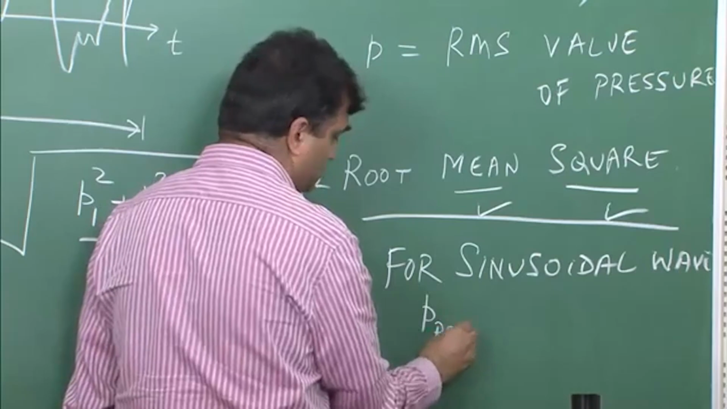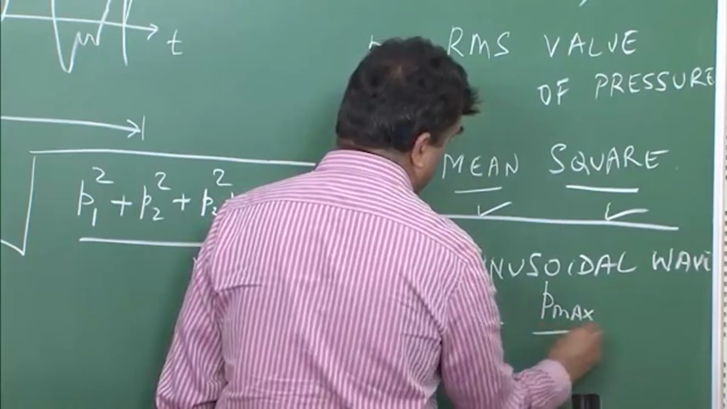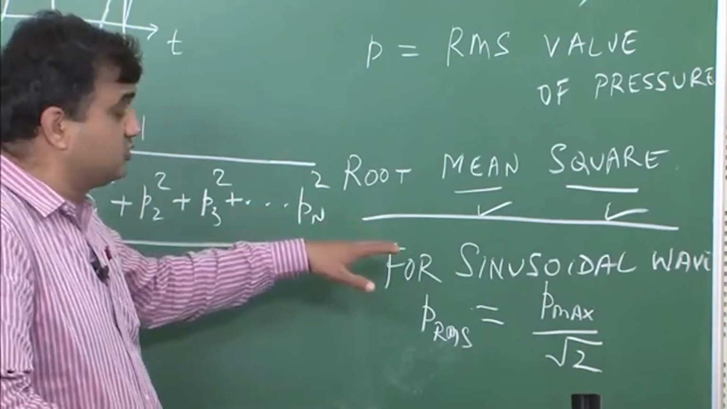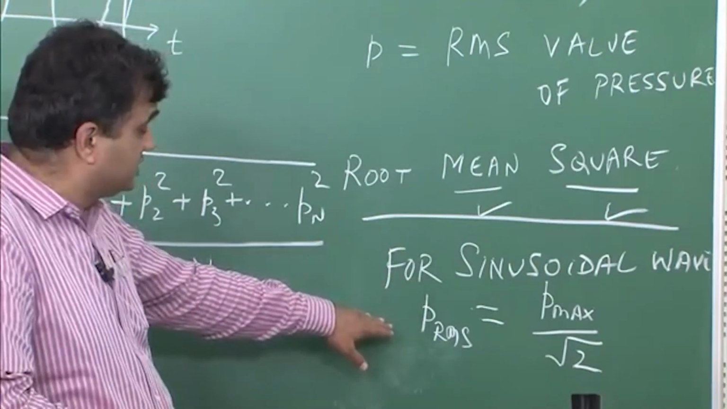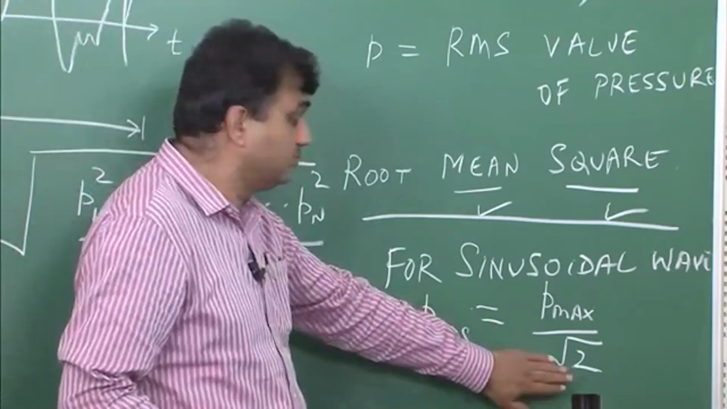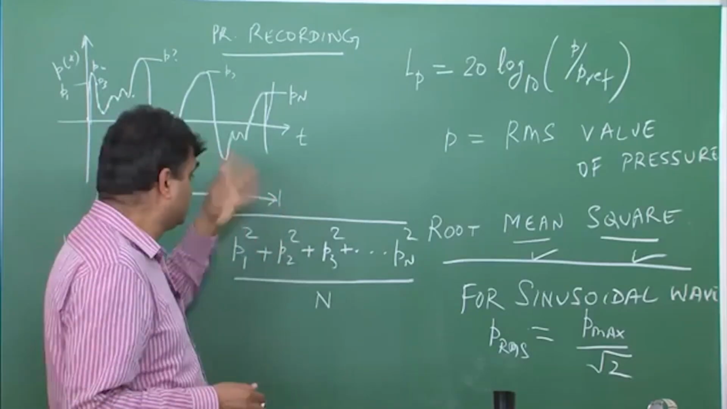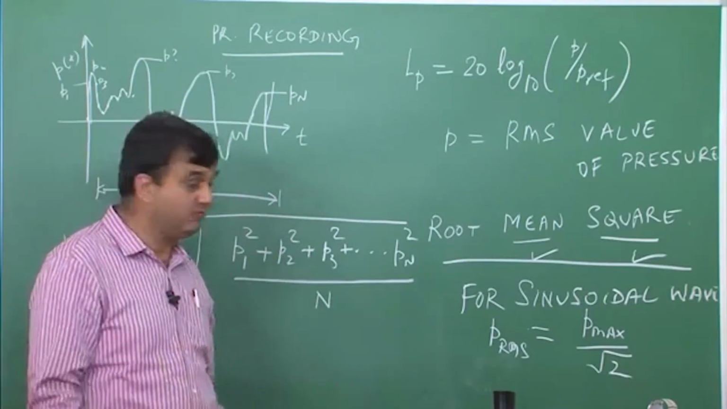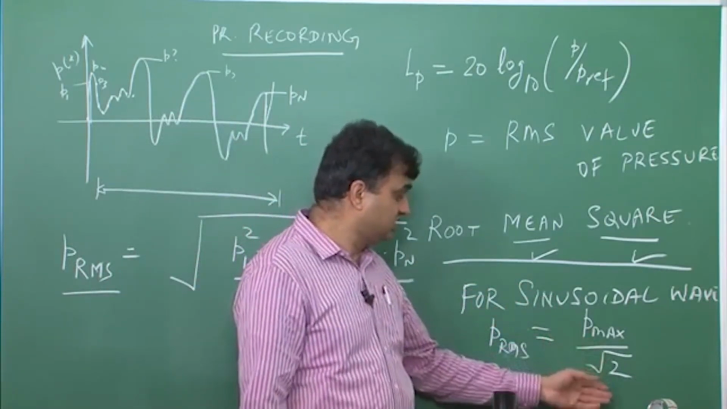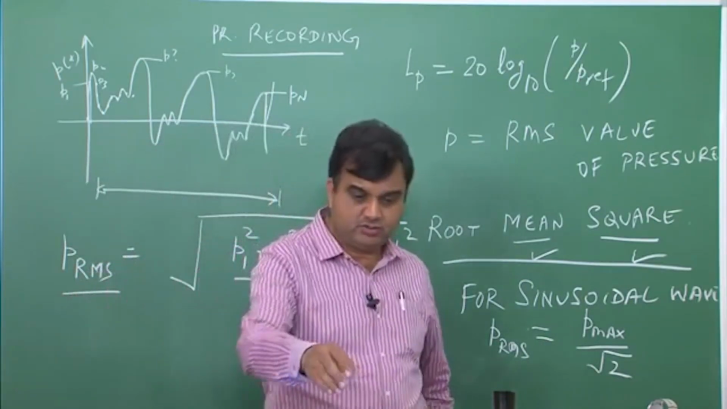For sinusoidal waves, P RMS is equal to P max over square root of 2. It's important to understand that only for a sinusoidal wave is the RMS value of pressure the maximum pressure divided by square root of 2. This factor changes based on the shape of the wave. So for this wave, it may be something totally different. We do not know, we have to actually calculate it. For a square wave, it will be a different value. For a sinusoidal wave or a cosine wave, the RMS value is P max divided by square root of 2. So with that understanding, we will do these two examples.